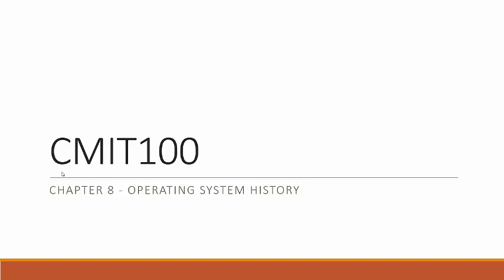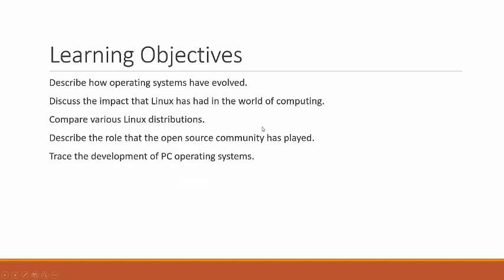Chapter 8, History of Operating Systems. This week, we're going to look at operating systems as a whole. We're going to deep dive and look at how they've gotten to where they are. I mean, they weren't always all fancy and pretty like Windows 10 is.